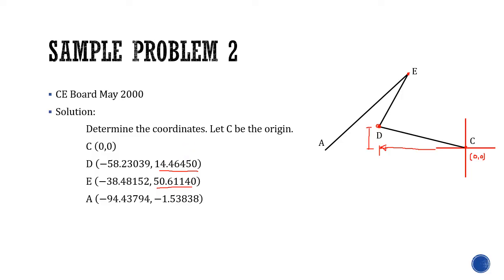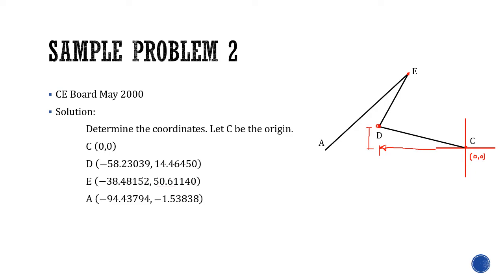Okay, para makarating ka naman sa A, ang gagawin mo is, from E, X coordinate of E plus the departure of EA, makakarating ka dito. Y coordinate of E plus the latitude of EA, makakarating ka dito. Okay, so this is the coordinate of A. Ganun lang siya, no? Ganun lang.